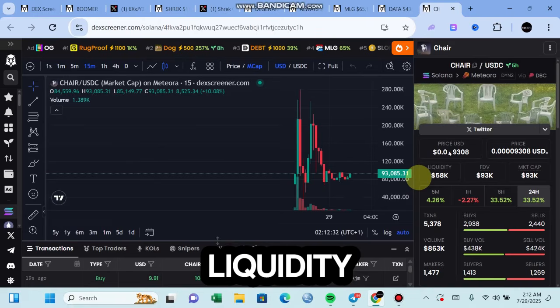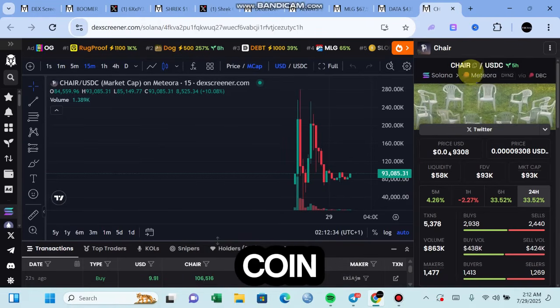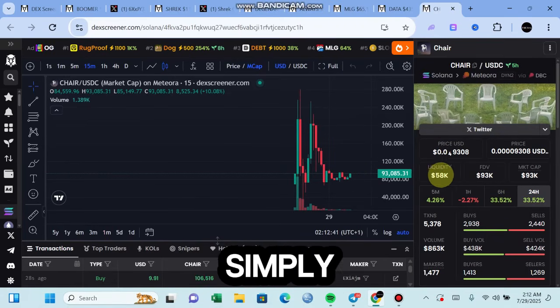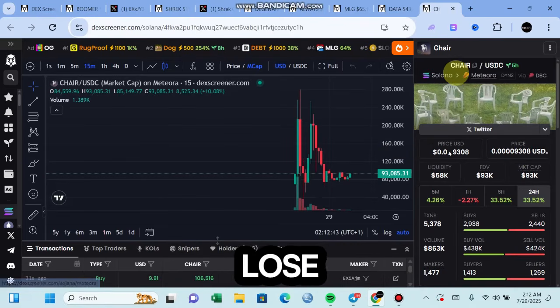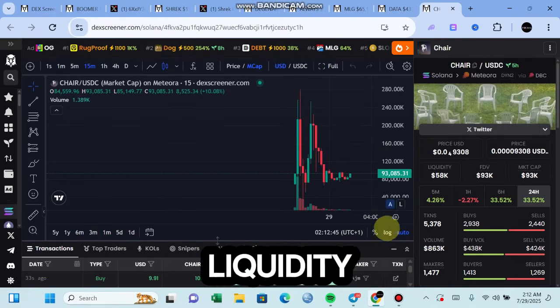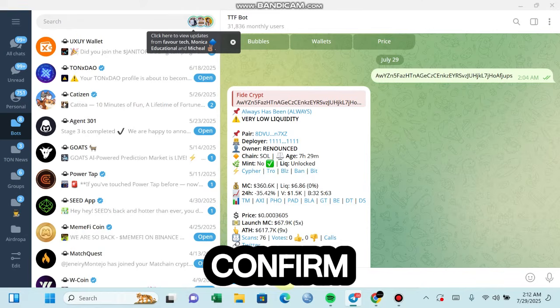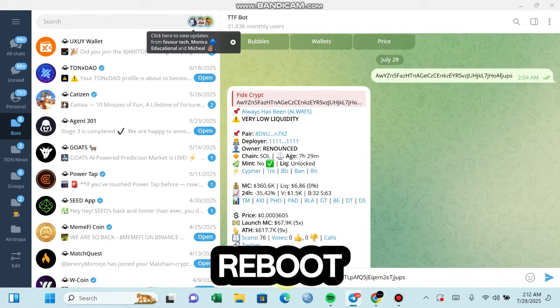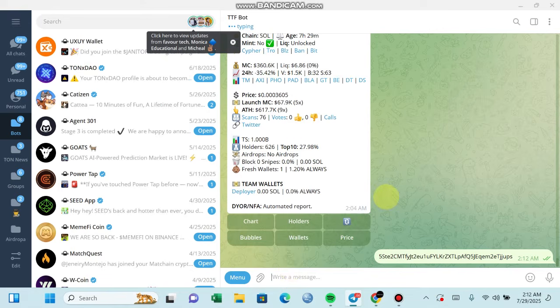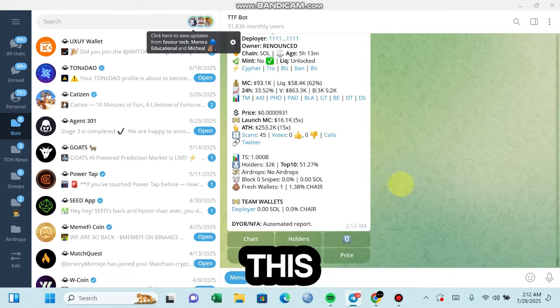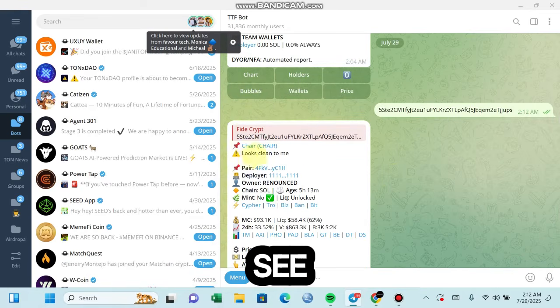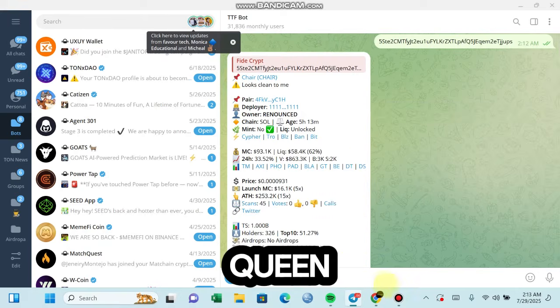Let's look into this last one. The liquidity is not locked. Liquidity not being locked in a coin means that this coin can be rugged. The developers can simply remove the liquidity and everybody loses their money. So do not buy a coin whose liquidity is not locked. You can confirm if it's actually locked using the TTL boots. Let us give it a sec for the analysis on this particular coin. As you can see, the liquidity is unlocked. So do not buy the coin yet.